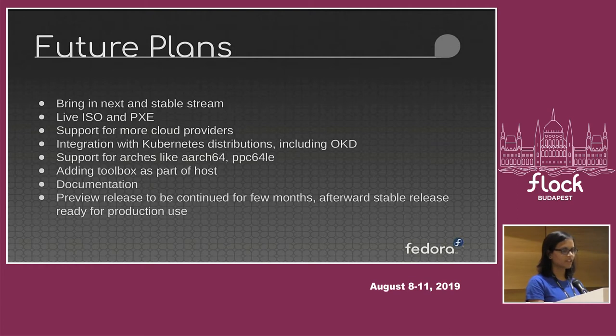What are the upcoming things in Fedora CoreOS? We have a lot of things already in place, but a few things we really want to get done, and the next obvious step is the next and the stable streams. Right now we have only testing, and it's intentional because it's a preview release, right? We want people to test, give us feedback, and file issues. We don't want them to run it in production, so that's why we don't have stable for now. We'd like to get the next and stable streams soon.